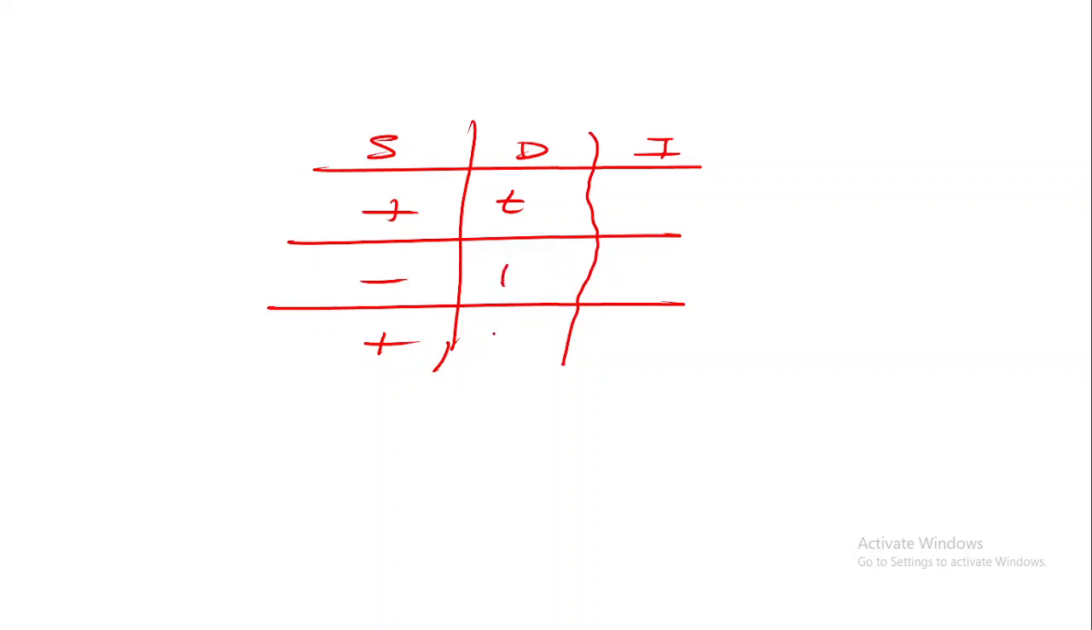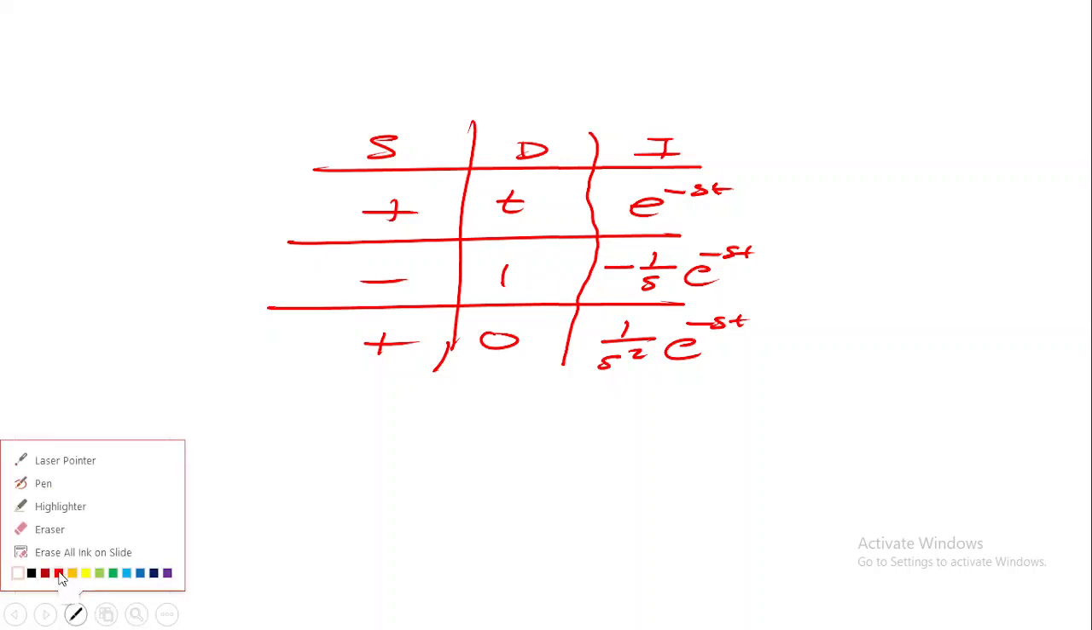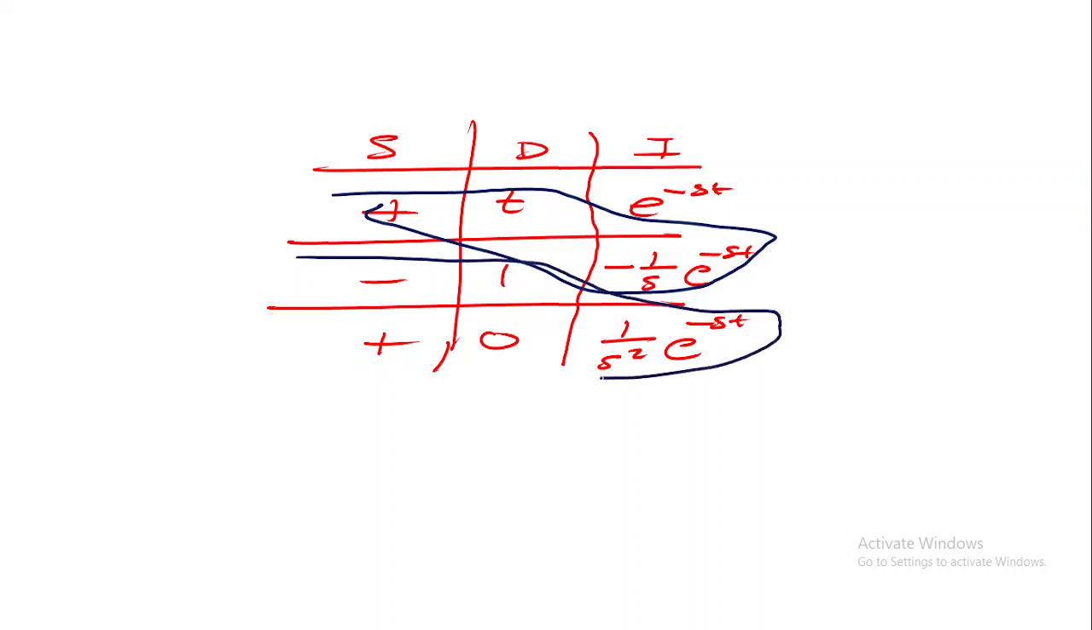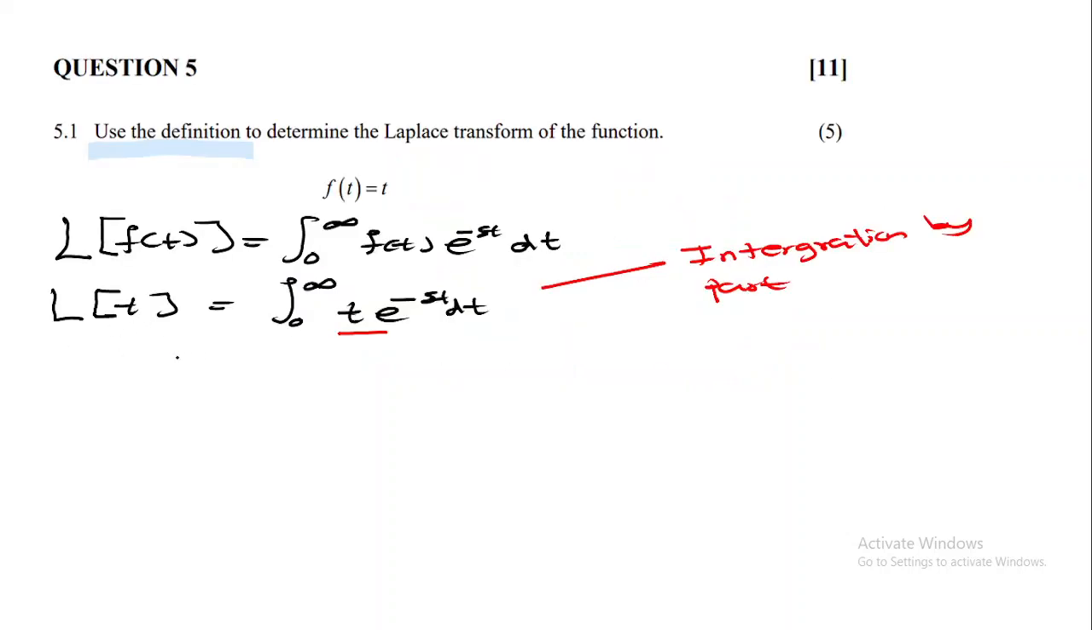If you differentiate 1, you get 0, and then your integral function is going to be e to the exponent minus st. If you integrate this, you get minus 1 over s e to the exponent minus st. If you integrate it again, you get 1 over s squared e to the exponent minus st. So you're going to multiply in this manner.